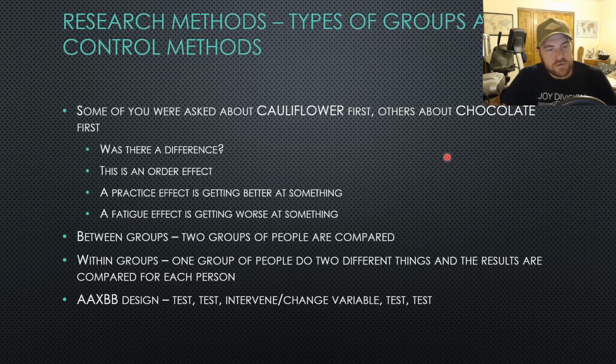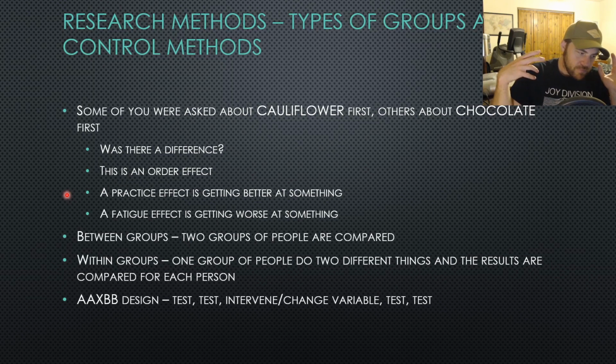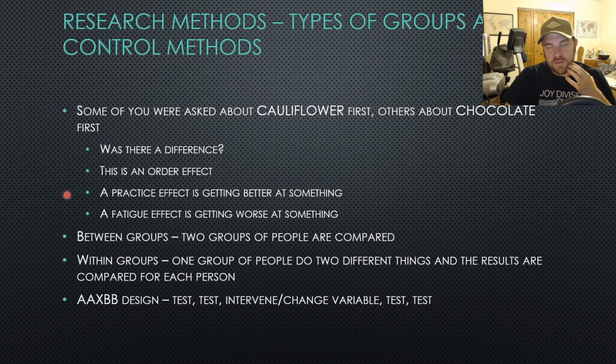Just the order matters. A practice effect is when you're just getting better at something. Free throws is a really good example of this. Maybe you throw the first one and it doesn't get anywhere close. You throw the second one, it bounces off the backboard. The third one actually goes in. And this is because you are getting a little bit better as you're doing it. So you're practicing, you're doing better. That's a practice effect. A fatigue effect is kind of the opposite.